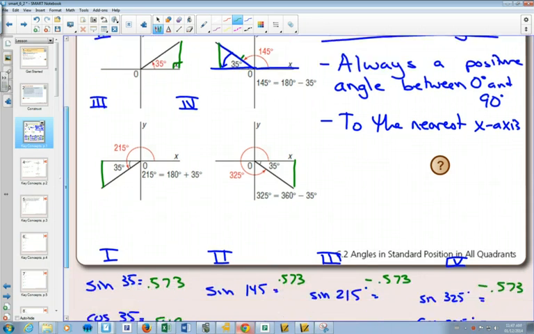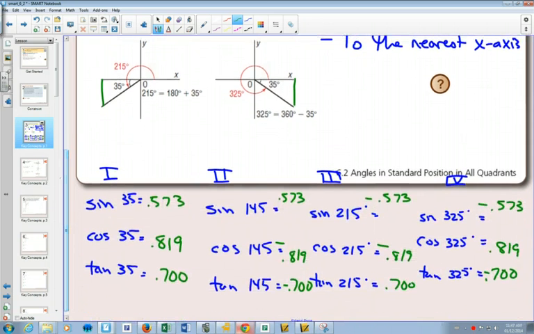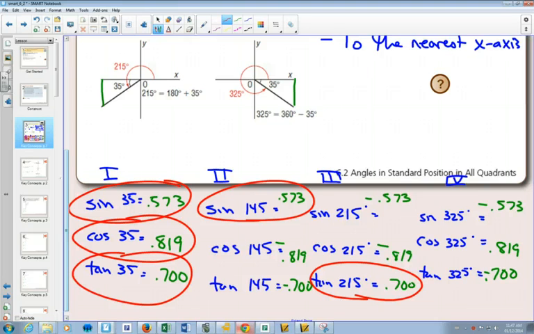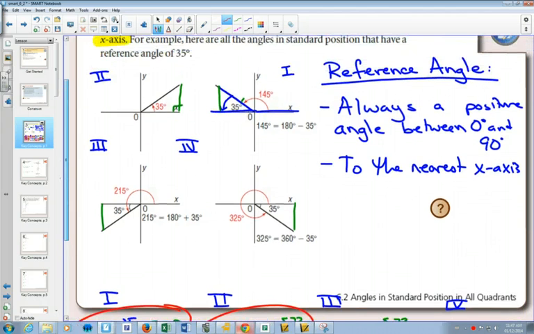However, there is a slight change. If I circle the positive ones, we notice that all of them are positive in quadrant 1. But in quadrant 2, sine was the only positive one. In quadrant 3, tan was the only positive one. And in quadrant 4, cos was the only positive one. So not only are the triangles the same, they start to use positive values and negative values.